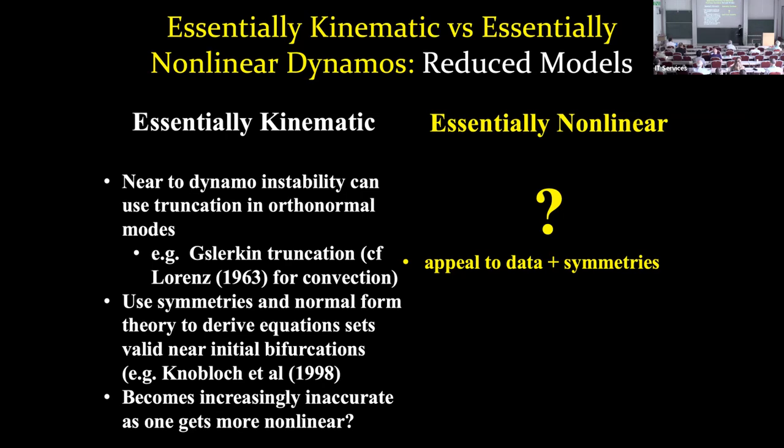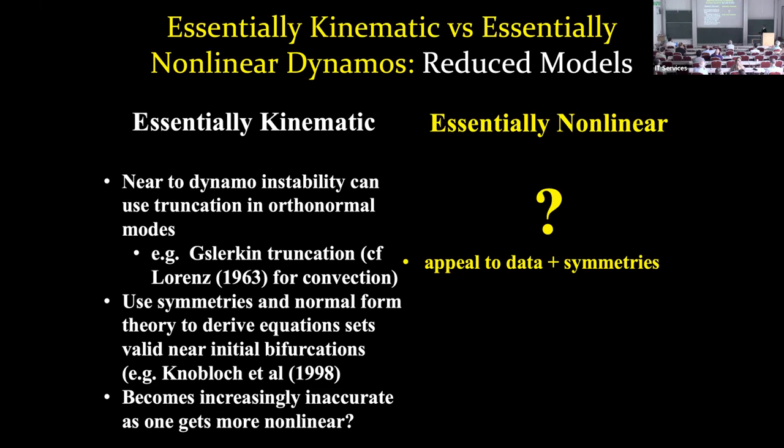We've all seen the derivation of the Lorenz equations by a Galerkin truncation, okay, for convection. So it's well known that close to a bifurcation, you can do a low order model by just truncating your system and looking at the ordinary differential equations that you would get from the partial differential equations.